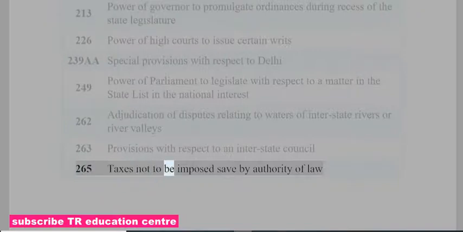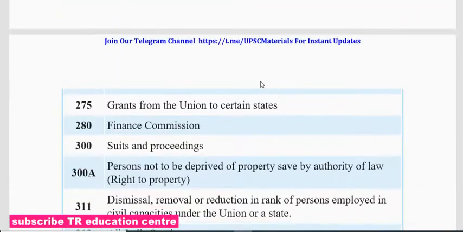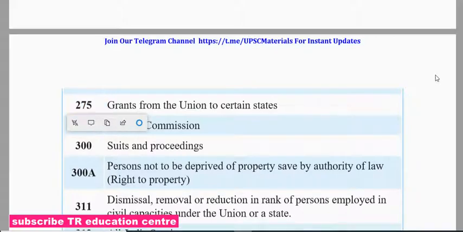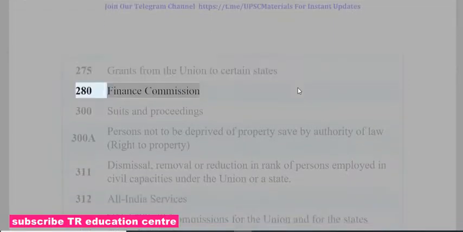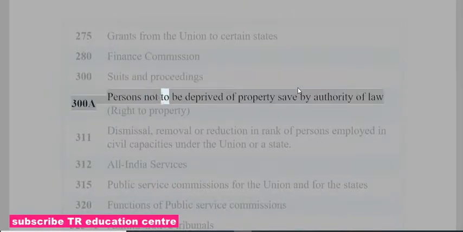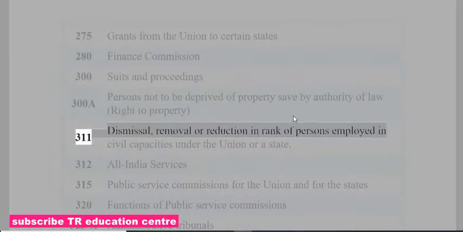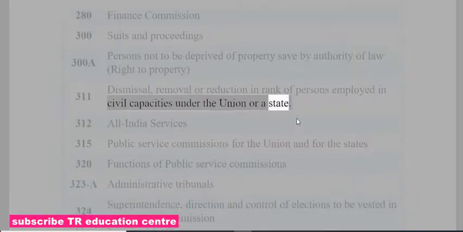265 Taxes not to be imposed save by authority of law. 275 Grants from the Union to certain states. 280 Finance Commission. 300 Suits and proceedings. 300A Persons not to be deprived of property save by authority of law, right to property. 311 Dismissal, removal or reduction in rank of persons employed in civil capacities under the Union or a state.